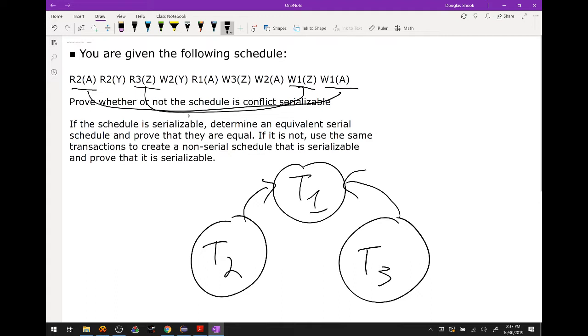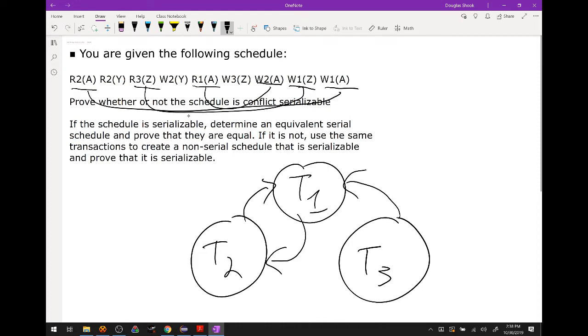Any other ones you guys see? Read-write conflicts? I see a read on A on transaction 1, and then later on I see a write on A to transaction 2. So what does that tell us to do? T1 to T2, and well, actually, we've already kind of answered our question a little bit, right? For completeness sake, we would continue going, right?